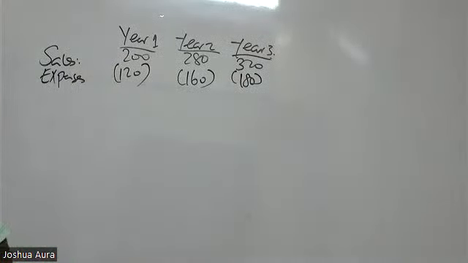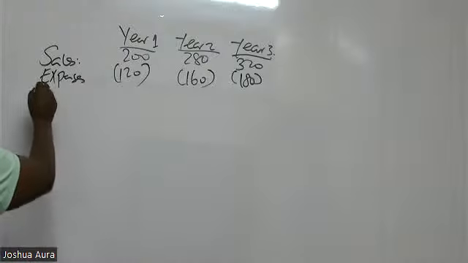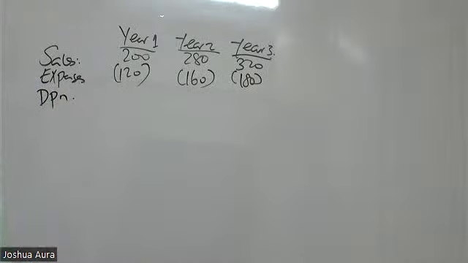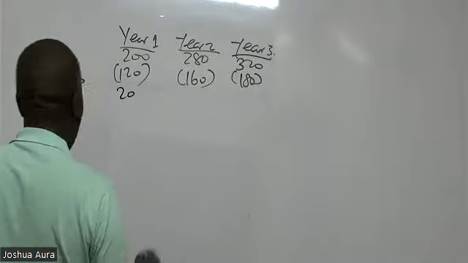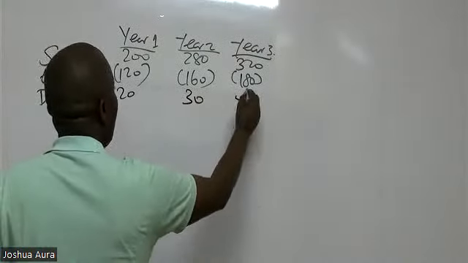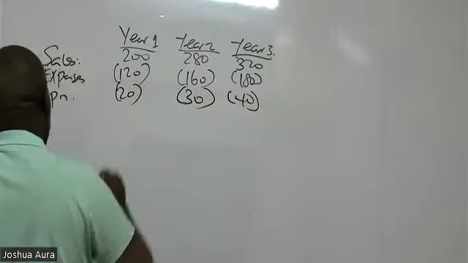And then I can see my capital allowance, that is depreciation. Depreciation, ladies and gentlemen, is my capital allowance. I don't like using the word capital allowance. So depreciation, I can see 20, 30, 40. It's a deductible item. I deduct like that.